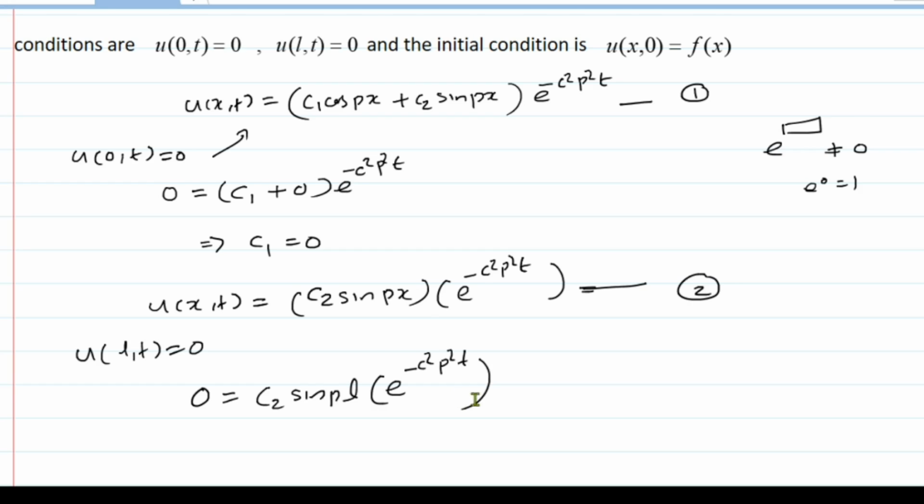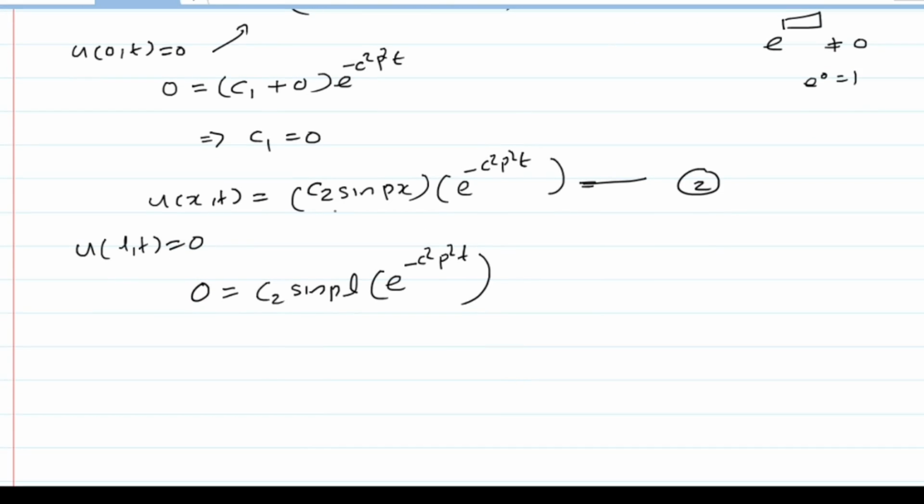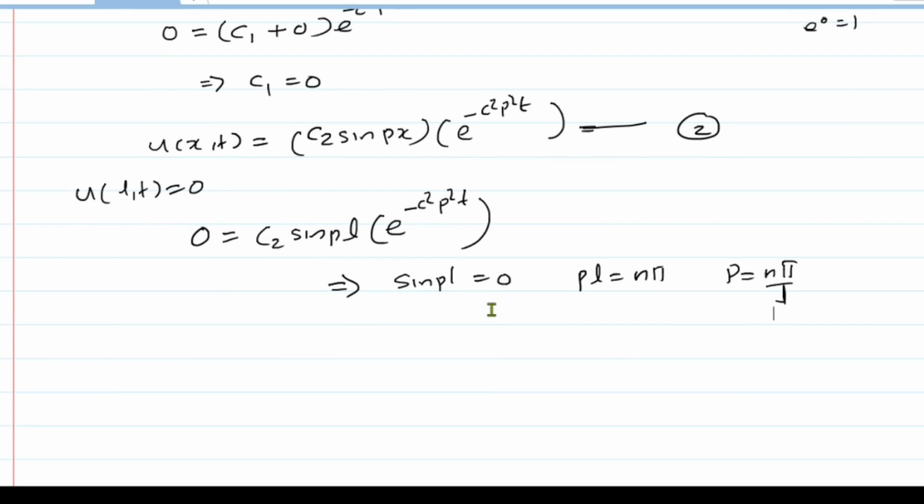Here also the only possibility is that c2 cannot be 0. If c2 is 0, we get the trivial solution, that means all the expression will become 0. Therefore, as in the wave equation case, sin pL equal to 0, pL equal to nπ, p equal to nπ/L. We substitute in equation number 2 and rewrite: u(x,t) = c2 sin(nπx/L) e^(-c²p²t). Okay, so this is our new solution.